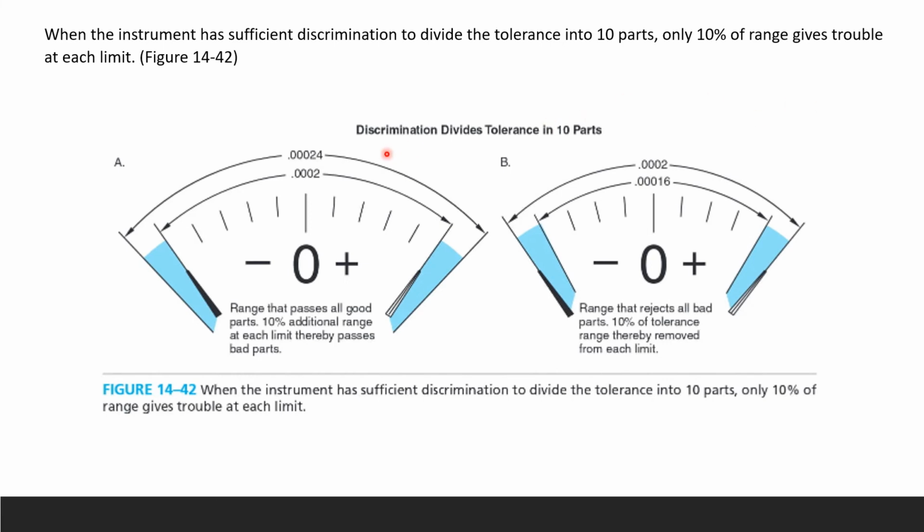If you look at the numbers, from here to here is 0.0002, and from here to here is 0.00024. So on each side we have 0.00002. The same thing, from here to here is 0.00016, and from here to here is 0.0002. So you subtract this from that and then divide by 2, and that will give you each zone.